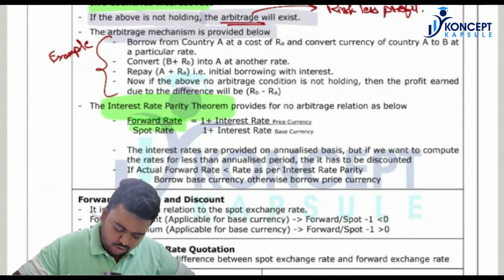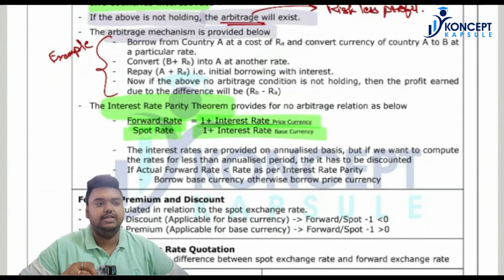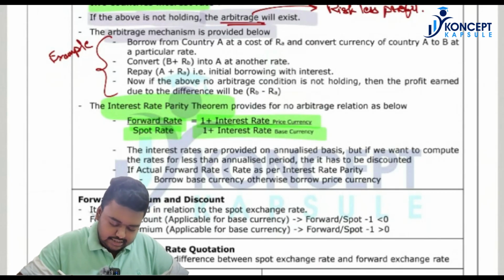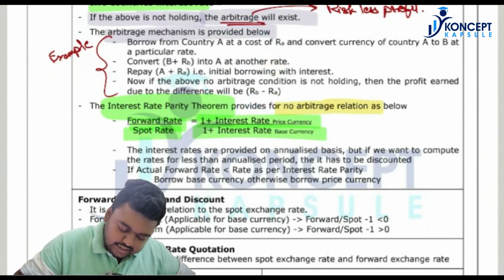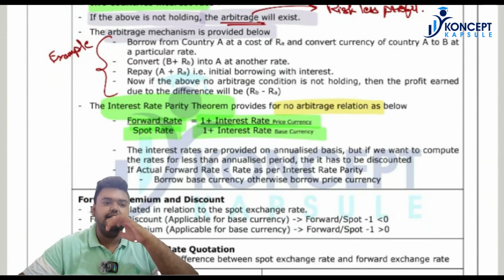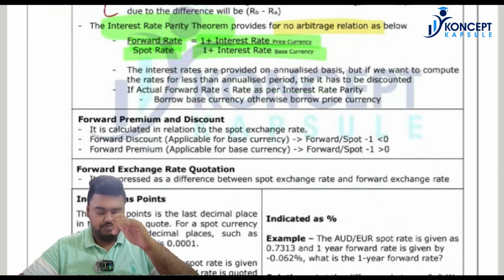See, forward by spot is nothing but 1 plus interest rate of price currency by 1 plus interest rate of base currency. And this interest rate parity theorem is saying that a no arbitrage relation exists. Guys, are we clear?